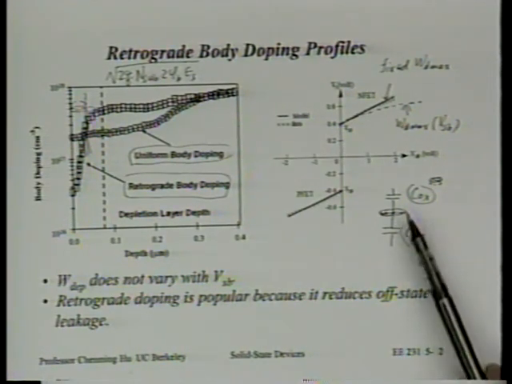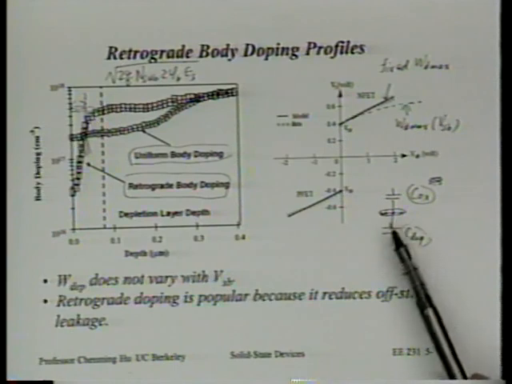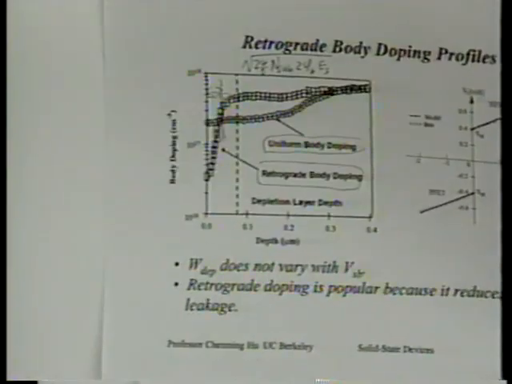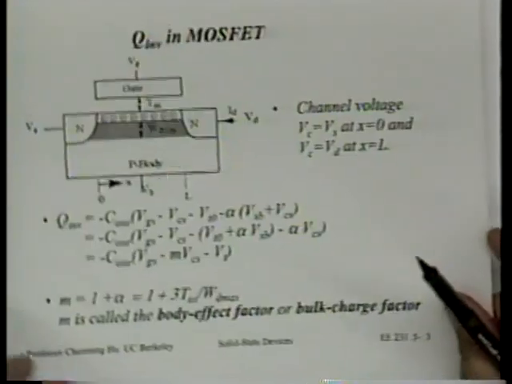We'll make use of this concept more and more as we go on about this equivalent circuit: that there are 2 gates. One is called C oxide, one is called C depletion. Both are controlling the interface. So W depletion does not vary with VSB. That makes the problem actually easier. Retrograde doping is popular because it reduces off-state leakage, which will be the topic for next chapter. Any questions about retrograde doping?